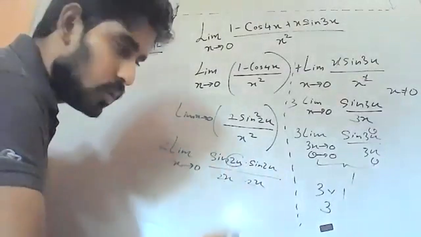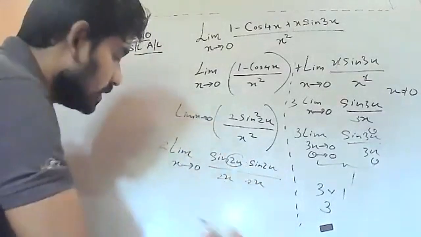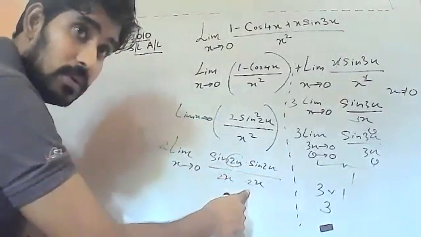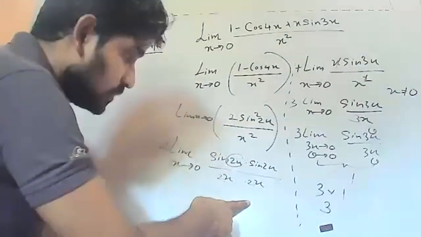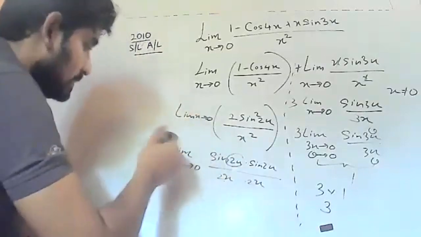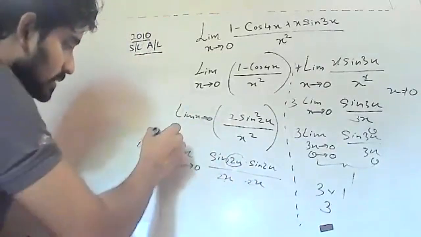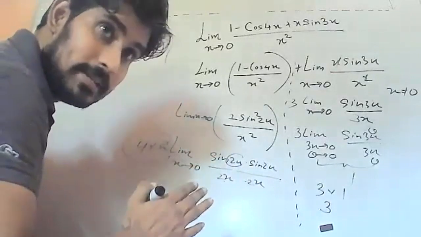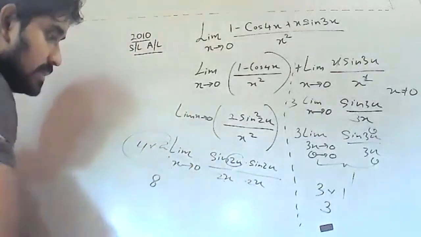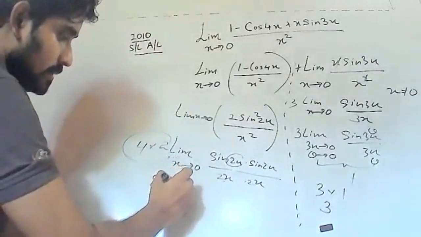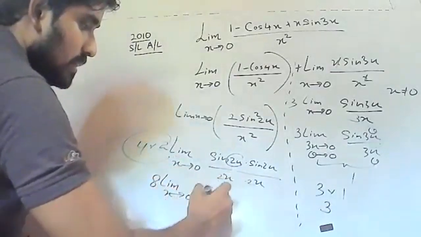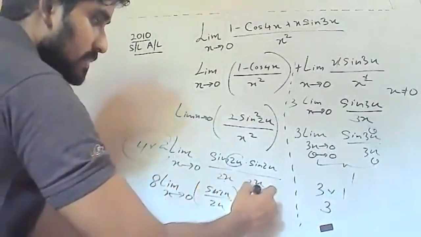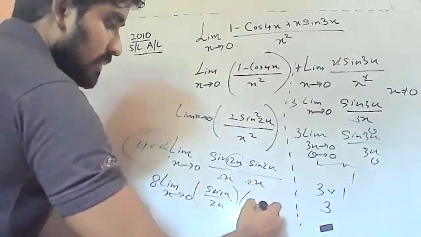That means you have included 4 to the downstairs. So the same thing you have to put upstairs. See, 2 into 2, 4. You have newly included it downstairs, so put the same 4 upstairs. So the coefficient would become 8. 8 times limit x tends to 0 sine 2x divided by 2x times sine 2x divided by 2x.